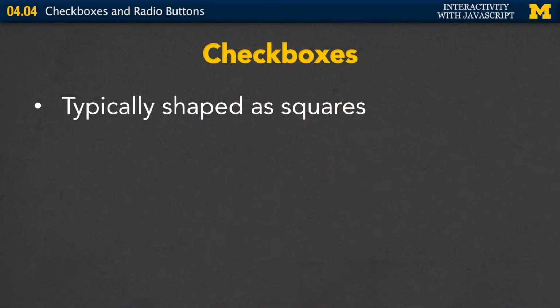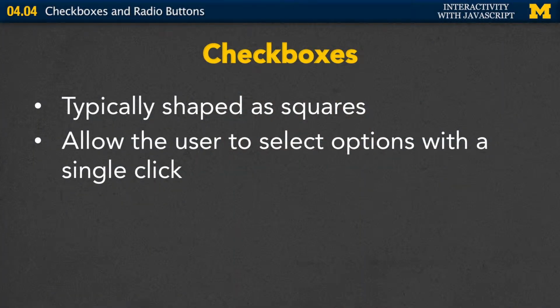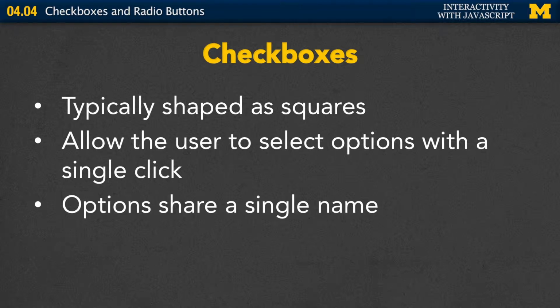You've all seen these before when you've been online. They're typically shaped as squares, and you have the opportunity to click them for things such as, do you want to be part of the mailing list? Do you want to receive additional information, etc. It allows the user to select options with just a single click instead of typing in the different options they may want. The important thing to know here is that in your code, each of these options shares a single name.